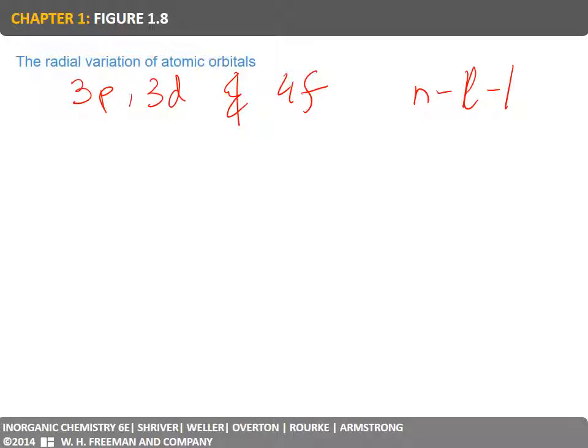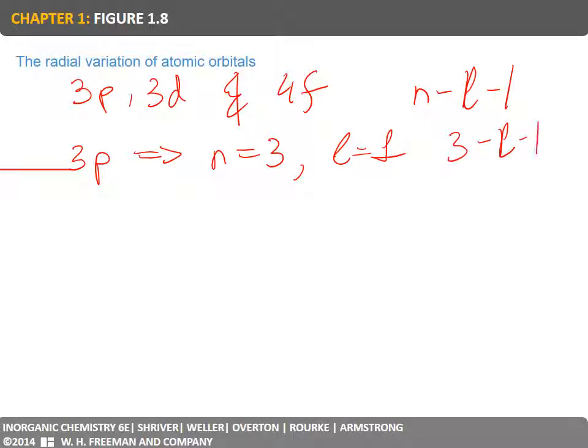So 3p, if we remember, has n equal to 3 and l equal to 1. Therefore the radial nodes are 3 minus 1 minus 1, which is 1. It has one radial node in which the wave function is 0.